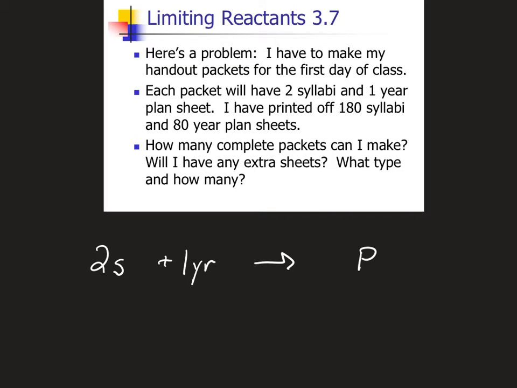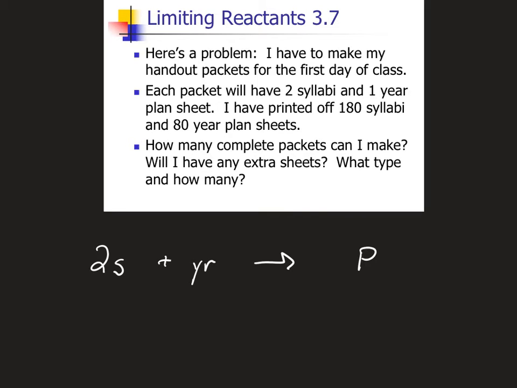We wouldn't write ones, and so we would get rid of them. And so we would say that 2 syllabi plus 1 year plan gives me 1 packet. Well, if I have 180 syllabi, I would divide that by 2 to get it into a common basis. And my 180 year plans would be divided by 1 to get into that commonality.